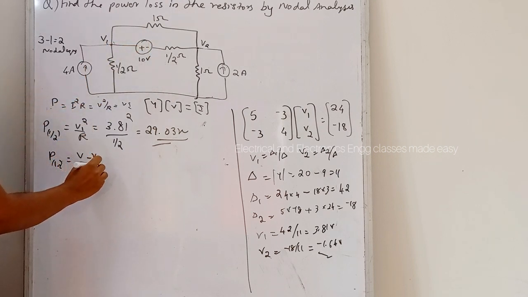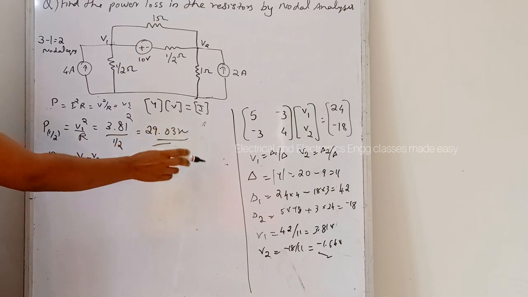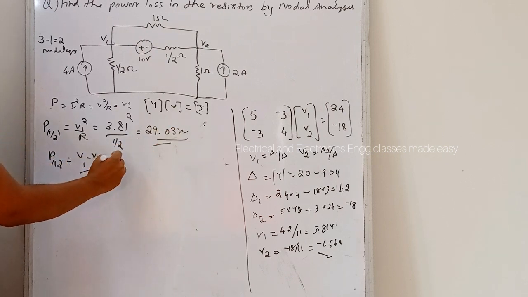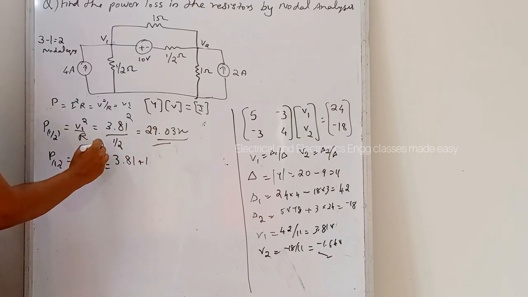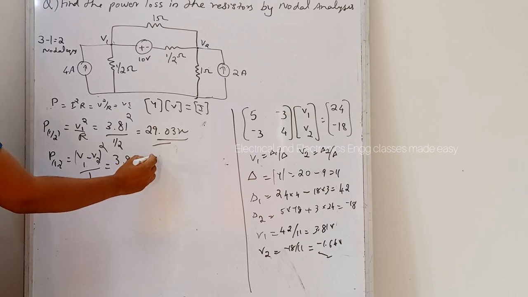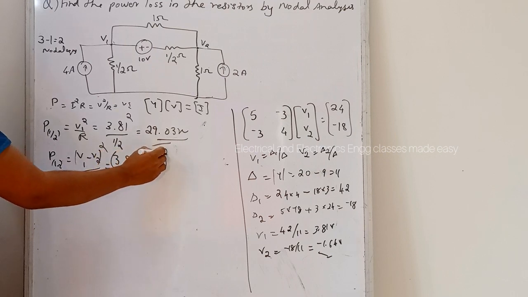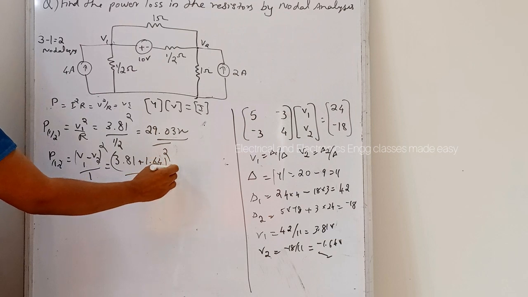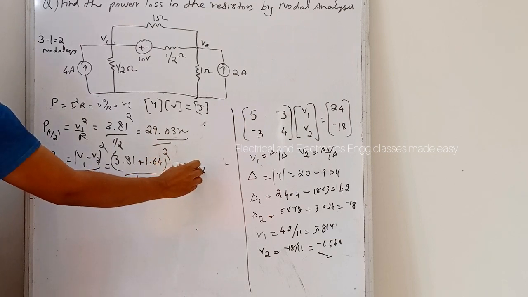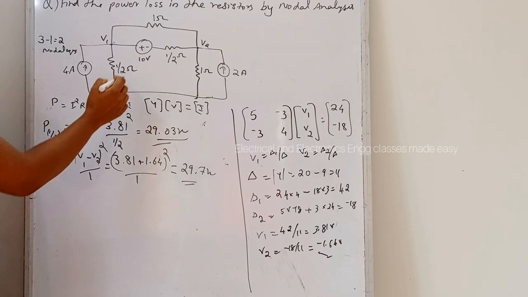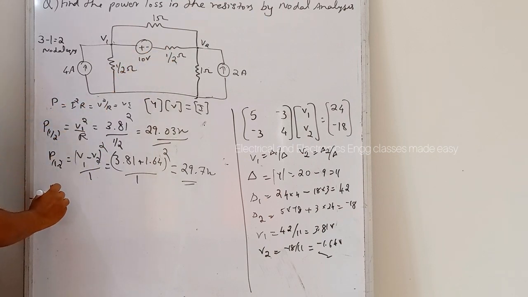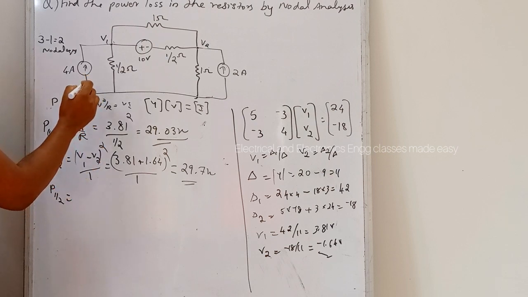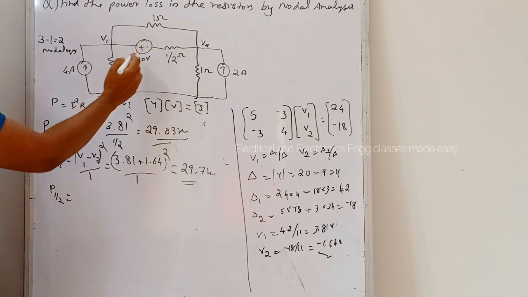Then power in this 1 ohm resistor, P1 ohm, is (V1 minus V2) squared divided by 1, that is V1 is 3.81 minus minus 1.64, all squared, divided by 1, and that is equal to 29.7 watts.